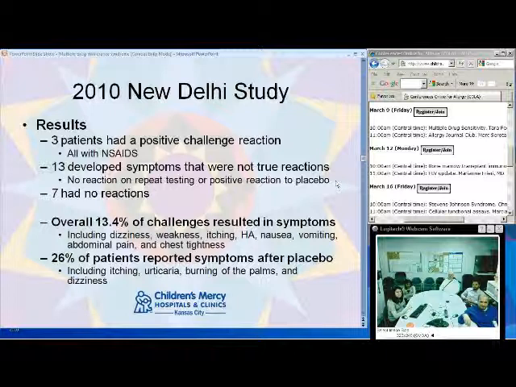Overall, 13.4% had symptoms they described as allergy: dizziness, weakness, itching, headache, nausea, vomiting, abdominal pain, chest pain. But 26% of patients reported symptoms after placebo: itching, urticaria, burning of their palms, and dizziness. You can kind of see an overlap in some of those symptoms.